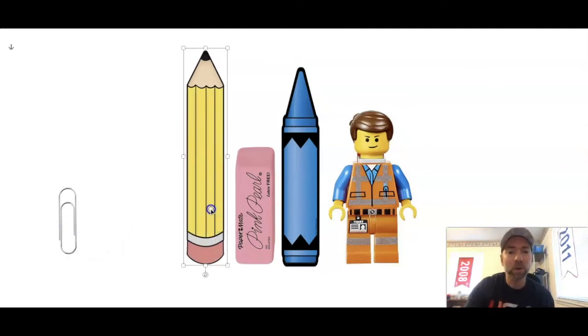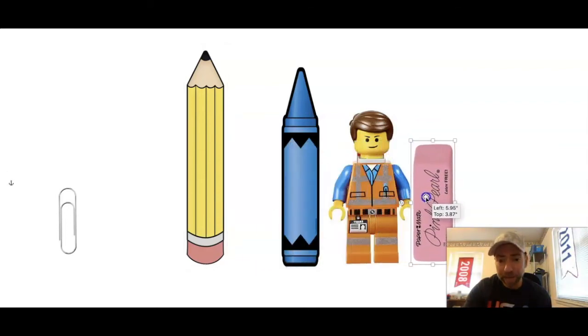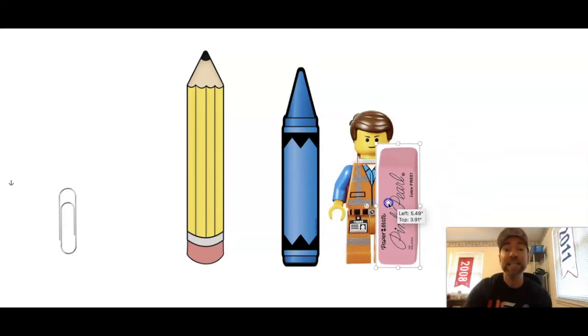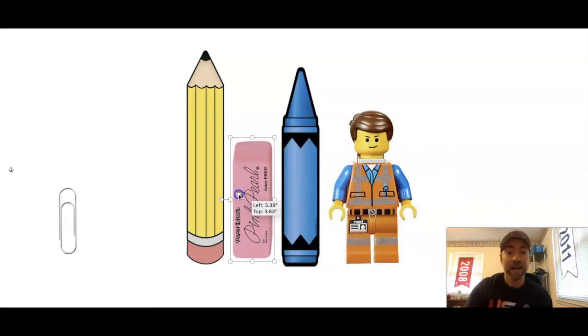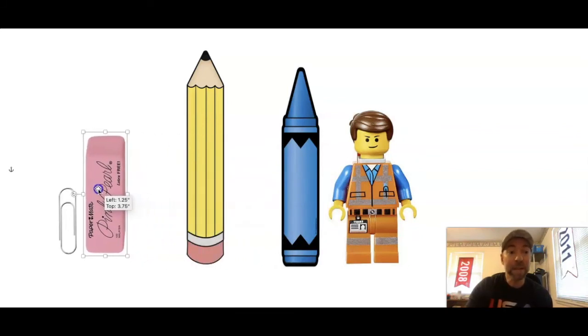Now I wonder which one comes next. Which would be the next shortest? I wonder if it's Emmett or the eraser. So I can take my eraser and move it next to Emmett. And I can see that the eraser is shorter than Emmett. It's shorter than the crayon, and it's shorter than the pencil. It's bigger than my paper clip. It's longer than the paper clip. So I'm going to put my eraser next.